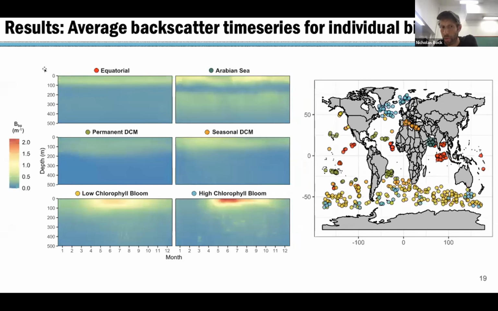And I should have mentioned on the last plot, for these plots, the x-axis represents month of the year, the y-axis is depth beneath the surface, and the color gradient here corresponds to backscatter values.